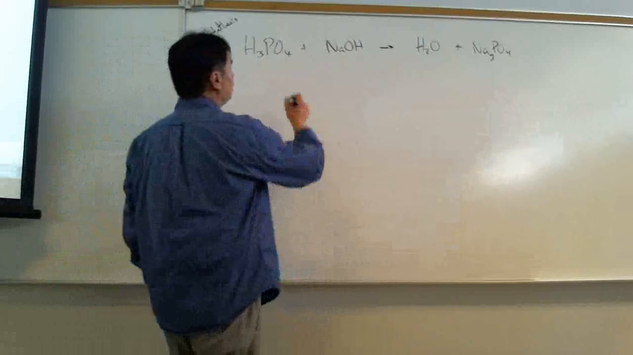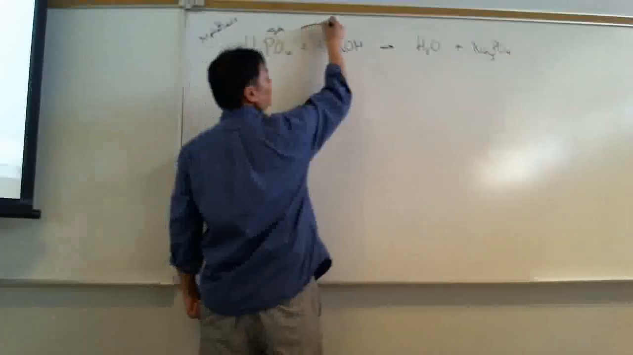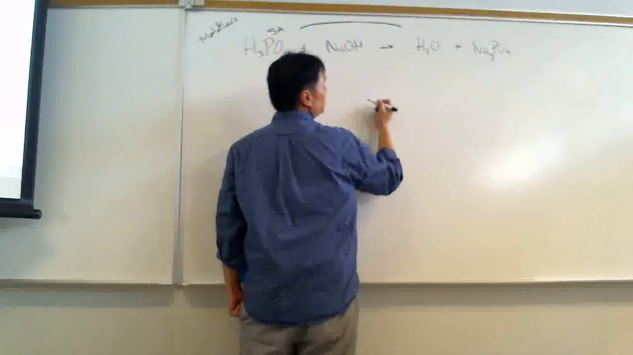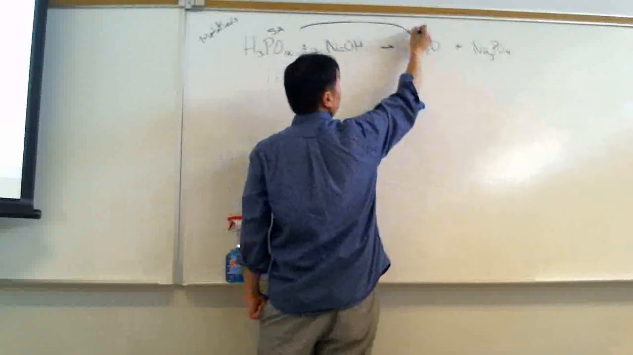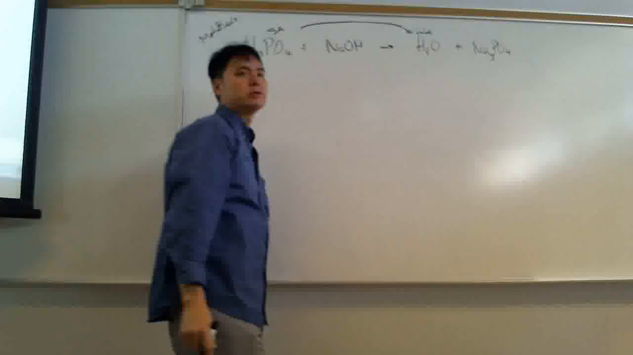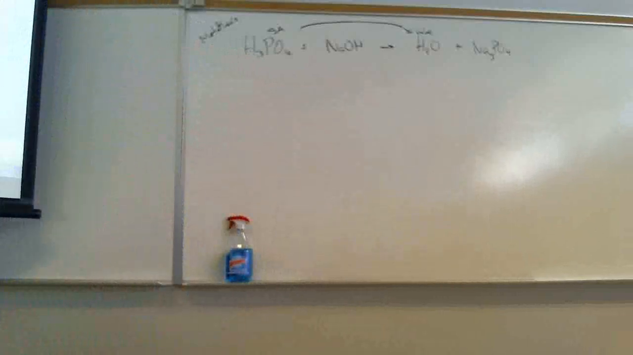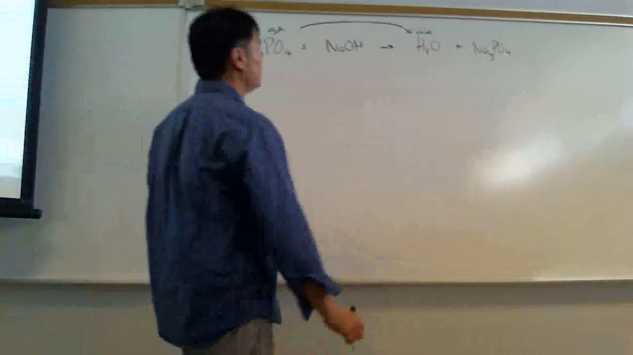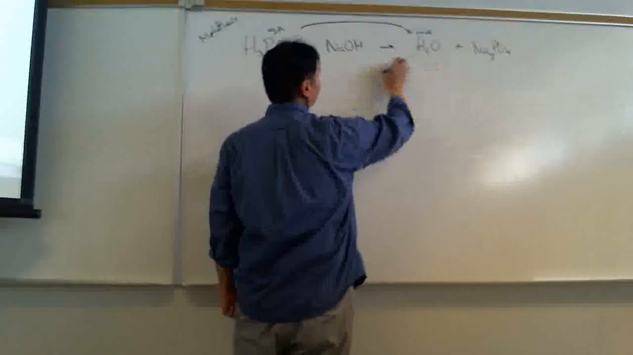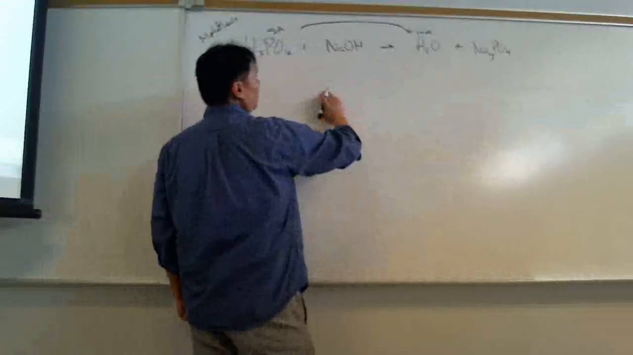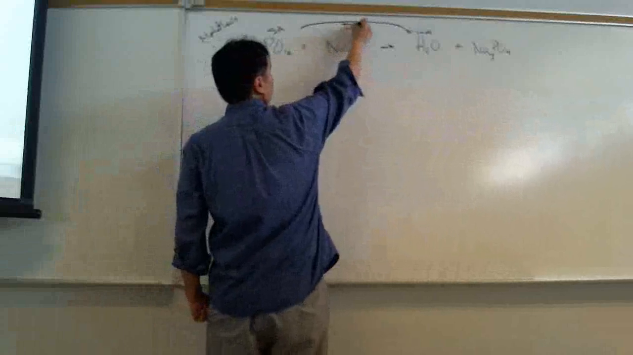Is there a driving force for this? Yeah, stronger acid, phosphoric, to weaker acid. What's the weaker acid? Water. Water is interesting because water is actually an amphoteric species. And so it could go either way, but in this case, that would be the weaker acid. Why is it the weaker acid? Well, it's actually the only acid over there. And so there's a driving force for this. We just need to balance it.